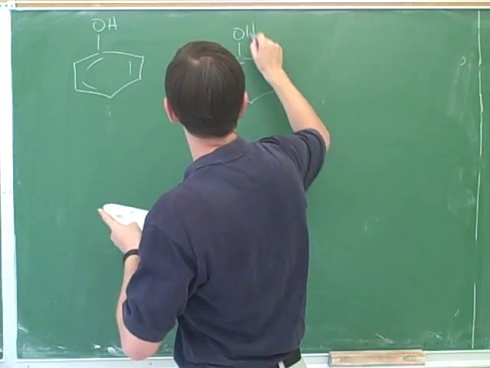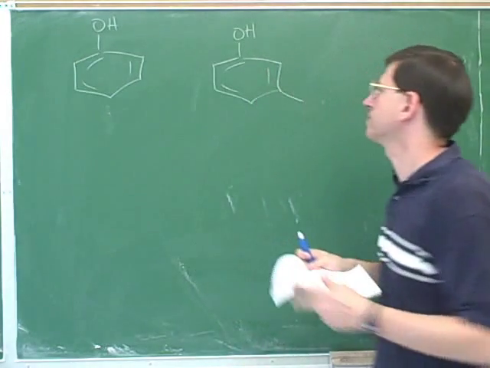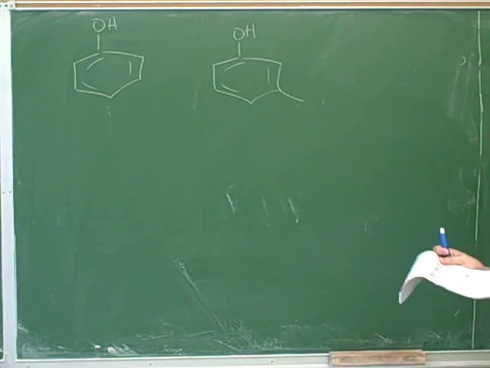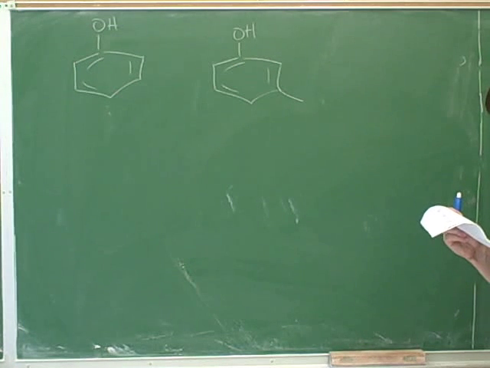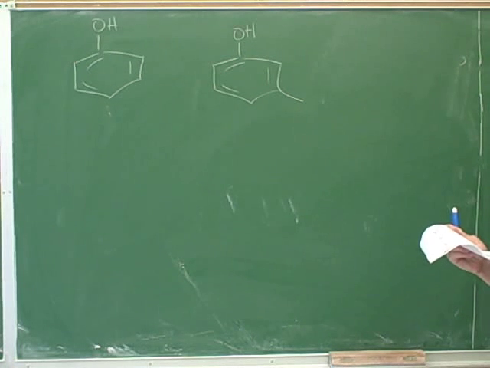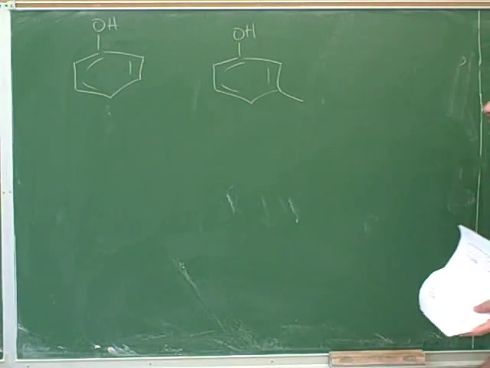Let's say we put an alkyl group on the benzene ring. Don't worry about the position for a second. Does the alkyl group make the benzene ring more acidic or less acidic? It makes it less acidic. Yeah, because it's electron donating. That's right. We just have memorized that alkyl groups are electron donating. So the alkyl group makes it less acidic.